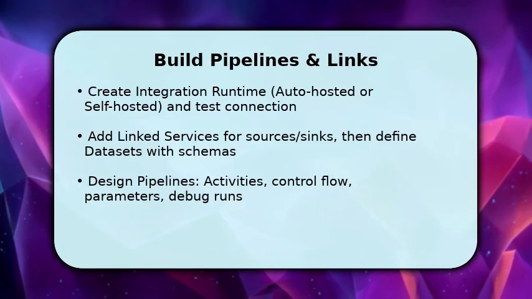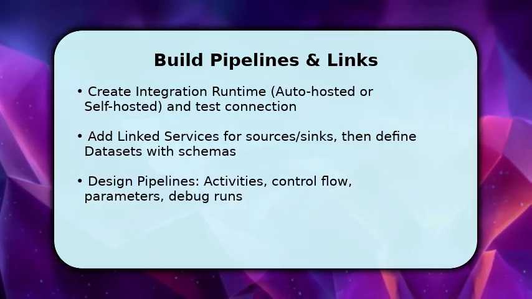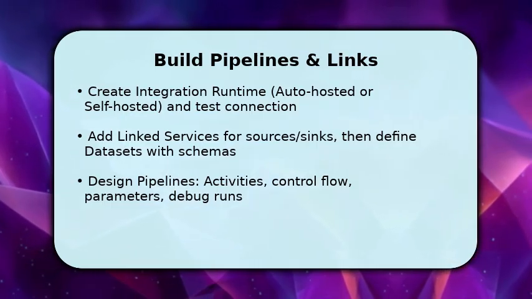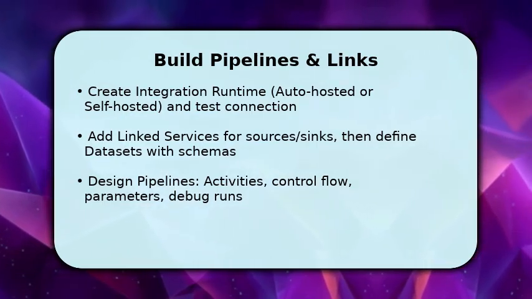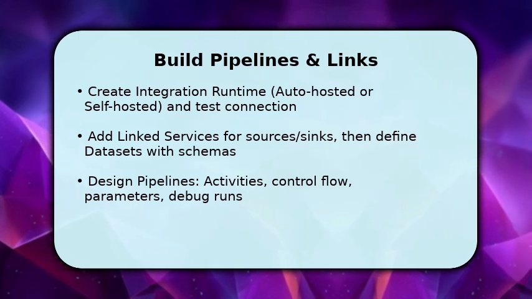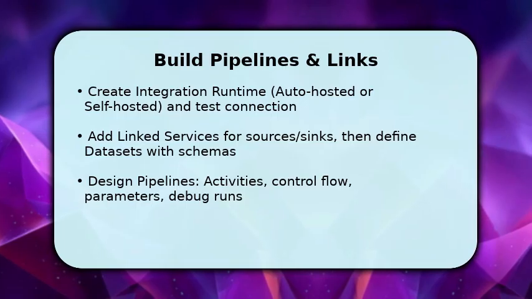Once datasets exist, build pipelines. Chain copy, data flow, or custom activities, add parameters for reusability, and use the debug feature to run small tests. Make sure to inspect activity output and adjust batch sizes or concurrency settings.